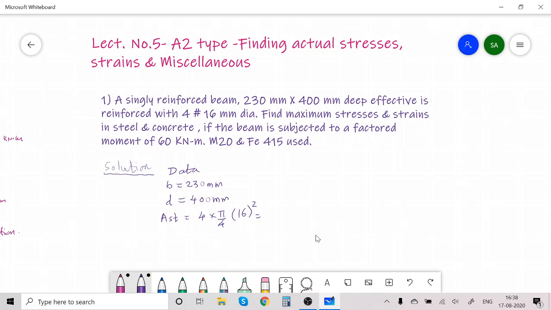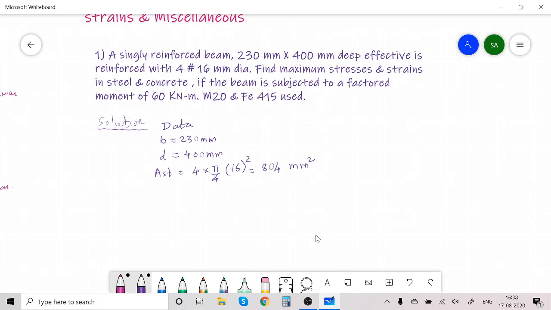4 into pi by 4 into 16 square. So this is 804 mm square. Okay. Then the grade of steel and concrete is given. So maximum stresses allowed, maximum stresses in steel is 415 Newton per mm square, and in concrete 20 Newton per mm square.